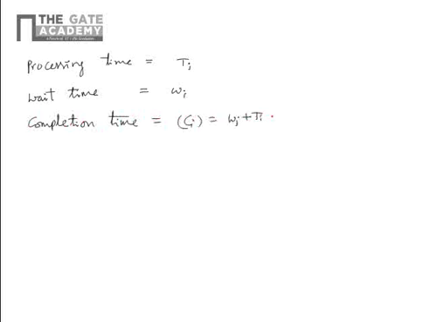So I waited 10 minutes in the queue, and the process takes 50 minutes for me. The total completion time of the system is waiting time plus processing time. Delivery time is Di. Lateness equal to completion minus Di.